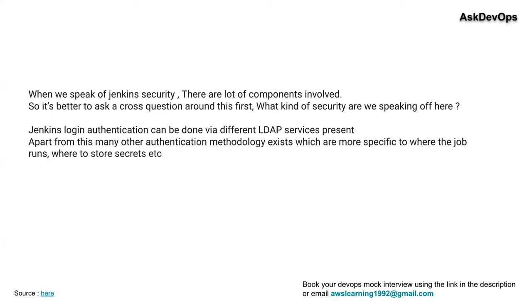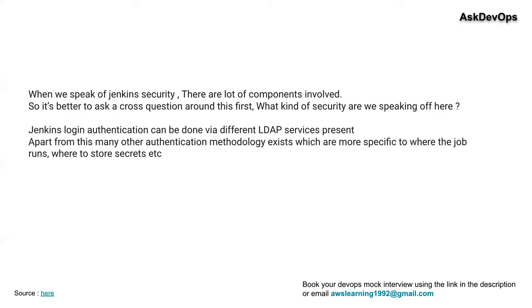So when we speak about security in Jenkins, there are a lot of components that get involved. Which security are we speaking of? Are we speaking of secrets? Are we speaking of login and authentication? Or are we speaking of making sure that Jenkins is inside a VPC that is avoiding any public traffic? So you have to break this question into multiple pieces and try to answer one of them, as I have just asked, how do you handle security in Jenkins?